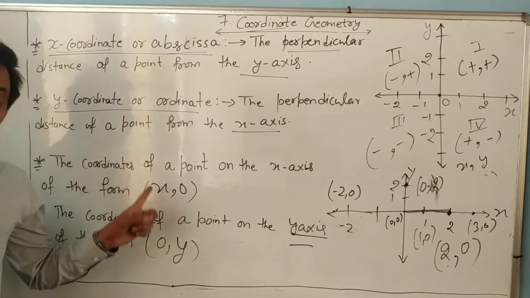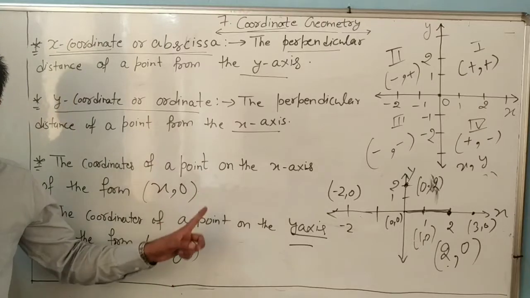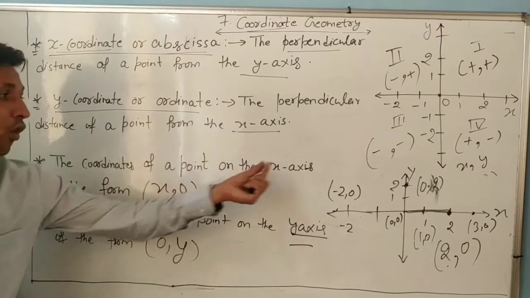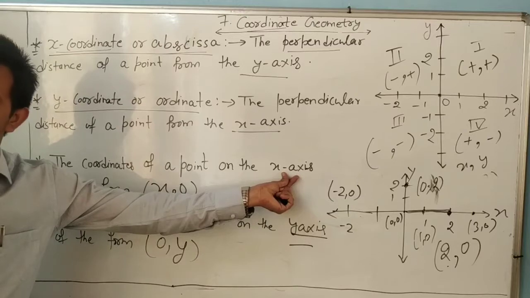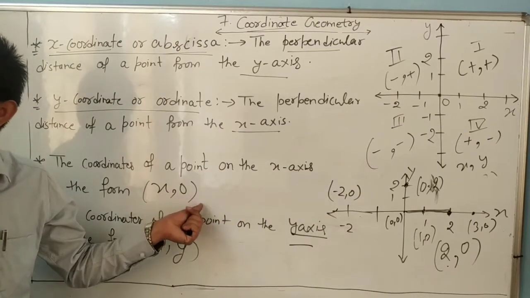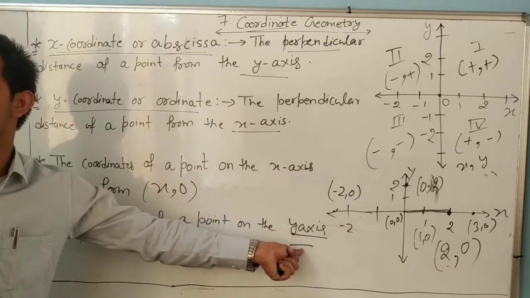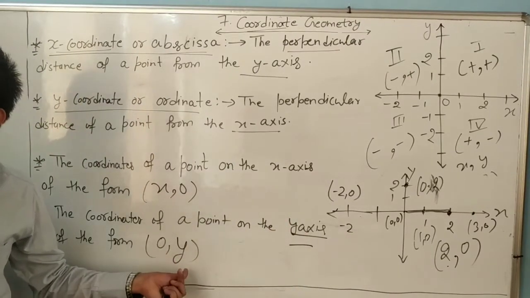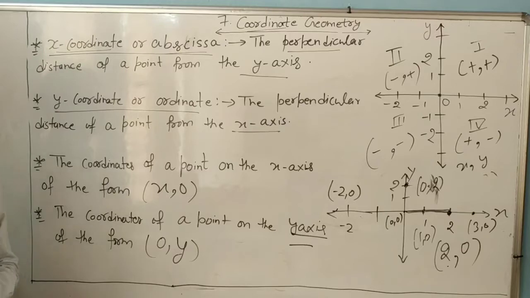It is very important here: in the question it is already given how much distance this point is from the x-axis. So whenever we write from the x-axis, we will take the point as x, 0. If we take the distance from y, we will take 0, y. Understand here? So note it down.